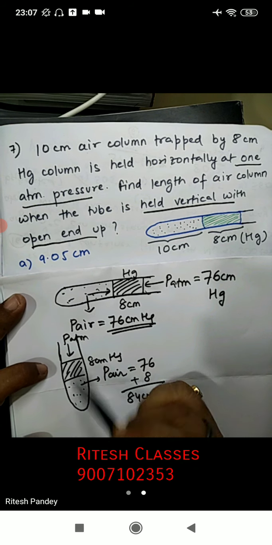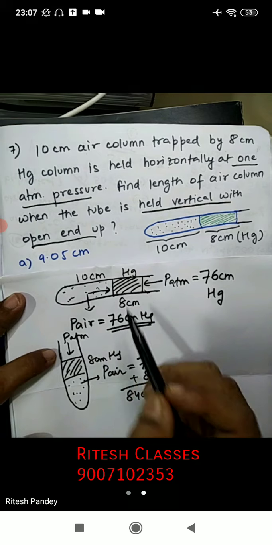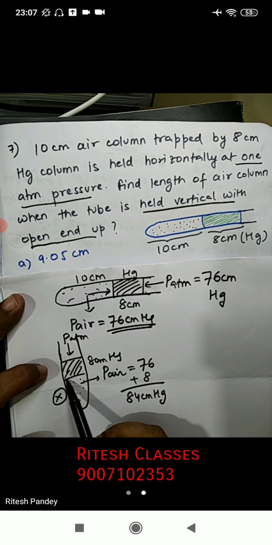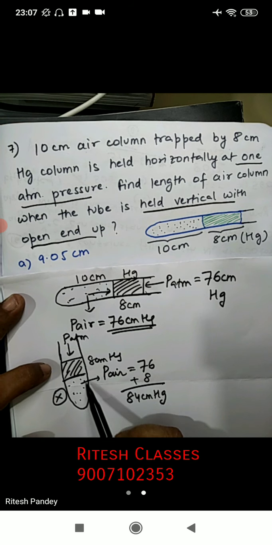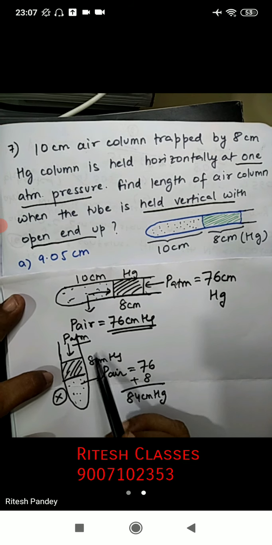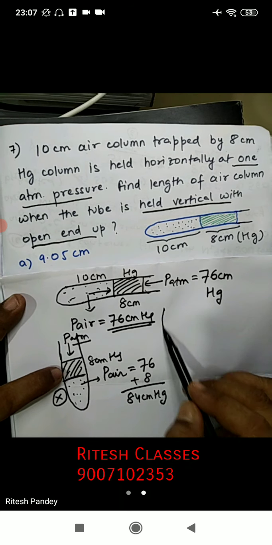This length will be less than the initial length. Ye shuru mein 10 centimeter tha. Now suppose if it is X, this X will be less than 10. Because now the air column will be under more pressure. Ab iske upar total pressure atmospheric pressure plus mercury ka hai. In terms of mercury, 76 + 8 = 84.